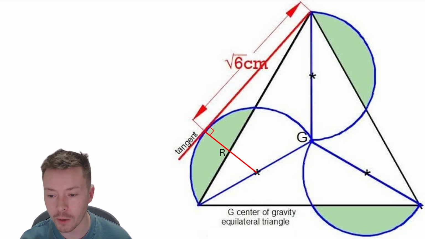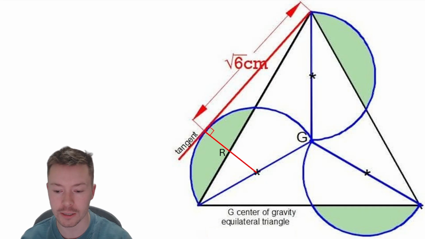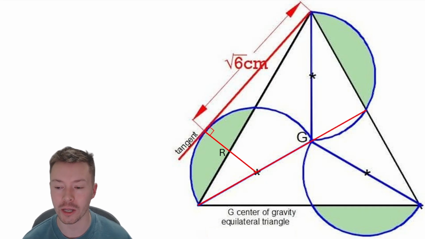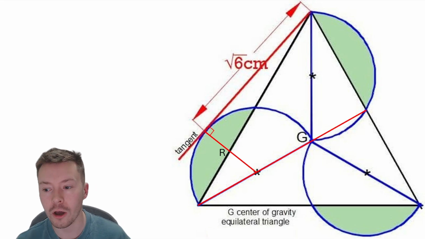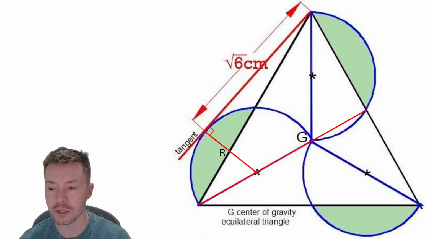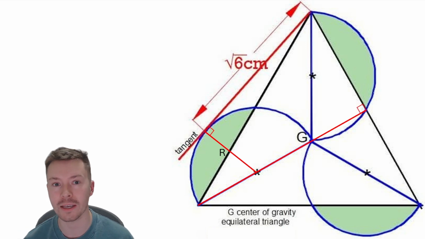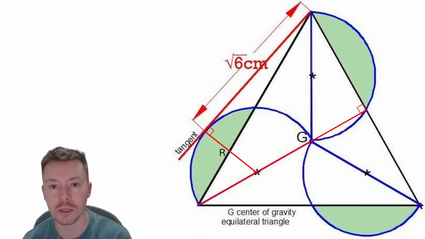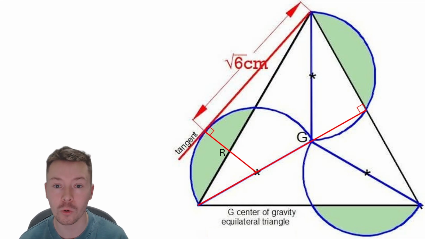Now, from there, what I'm going to do is take this line from here to our center of gravity G, and I'm going to extend it. Now, I know that this angle up here will be 90 degrees. The reason is that if we look at that top semicircle, we've got a triangle made in that semicircle, and an angle that a triangle makes in a semicircle is 90 degrees.